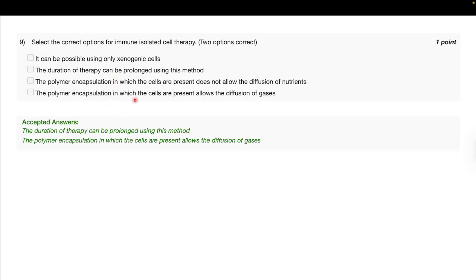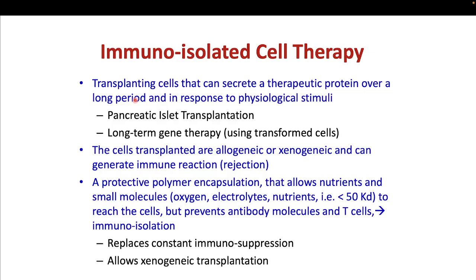So we have to choose what options are correct for immune isolated cell therapy. So what exactly is immune isolated cell therapy? Let's say you have cells which are able to secrete a protein, but you have taken these cells from a different patient's body, from a different human or from a different organism, and you're trying to put it into a patient's body. The patient's body lacks this protein, so you want to deliver these cells which are producing this therapeutic protein.